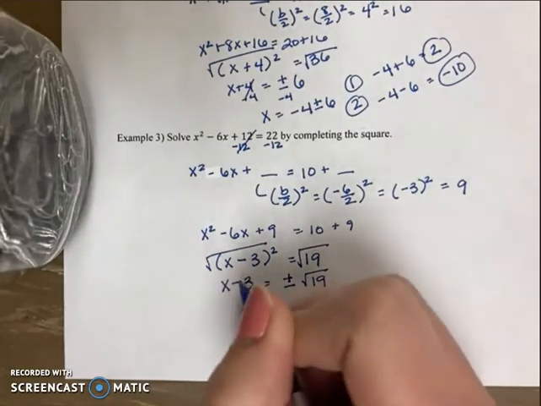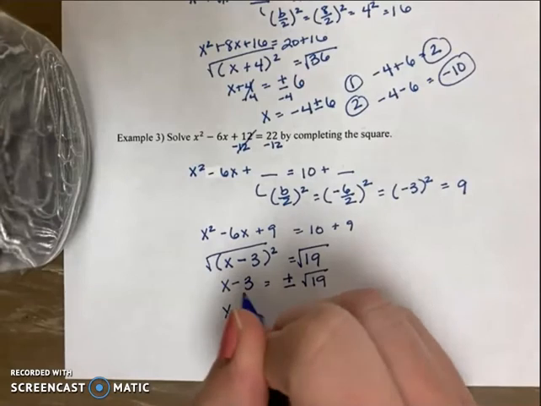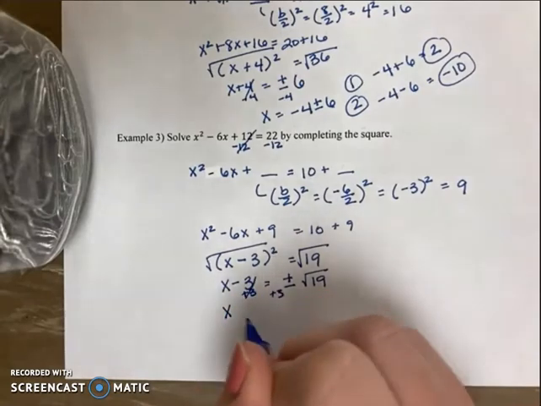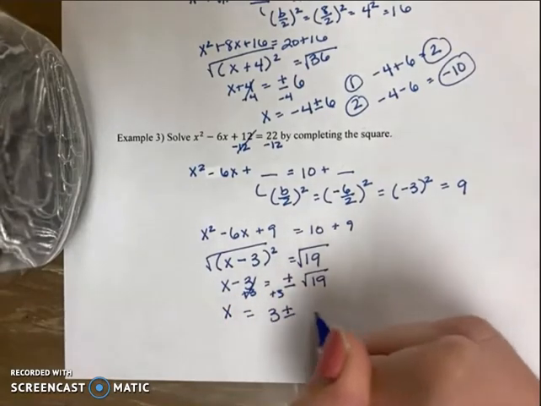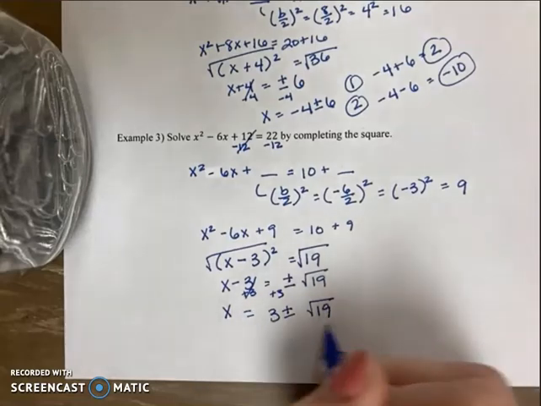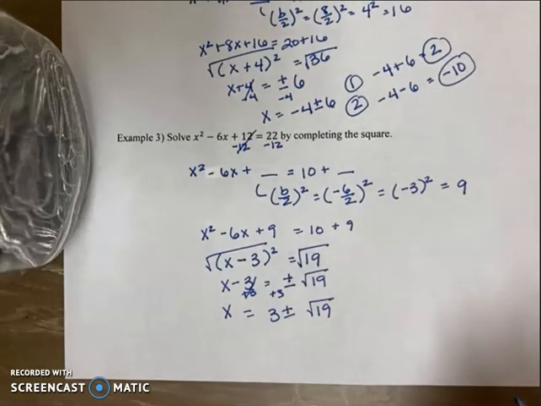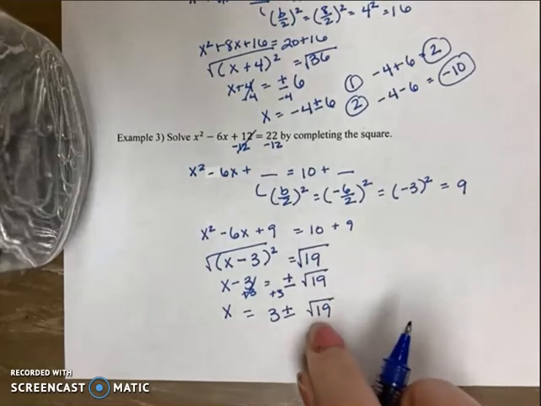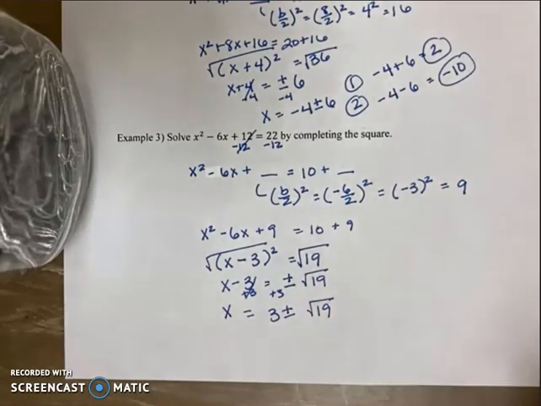x still isn't by itself. I need to add 3 to each side. So I have 3 plus or minus the square root of 19, because I cannot combine the whole number and the radical. Make sure that I can't simplify this any further. There are no factors of 19 other than 1 that are perfect squares. So my final answer is 3 plus or minus the square root of 19.